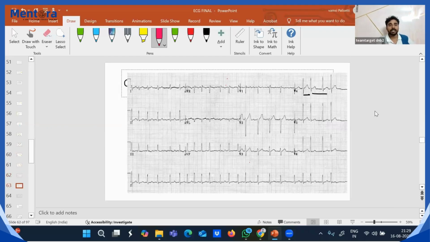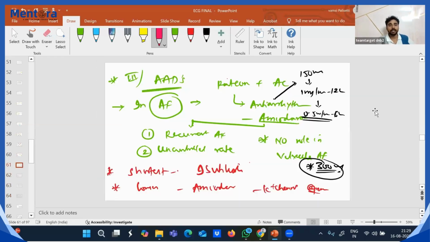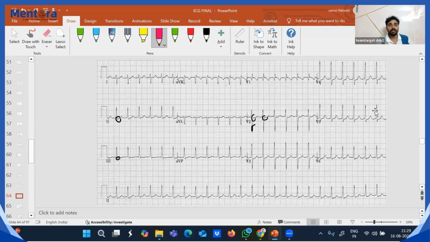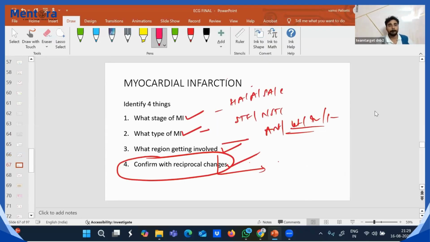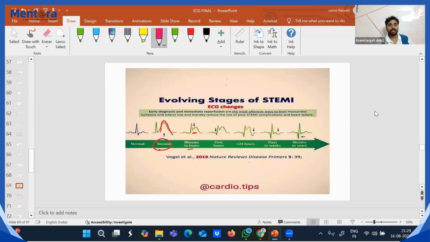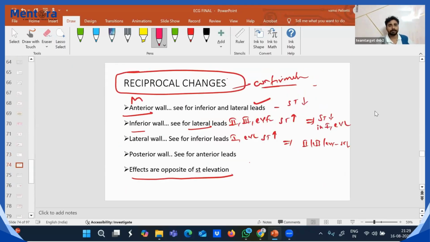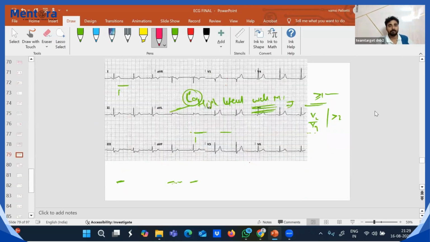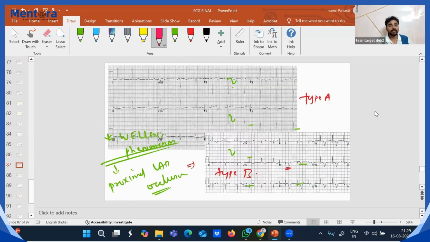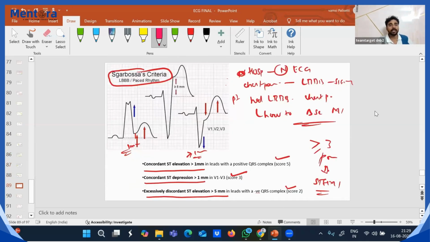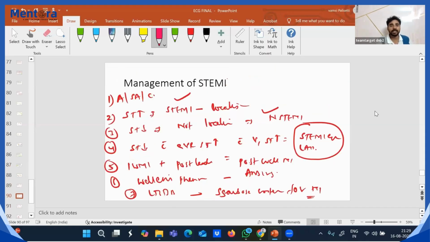Then comes VT. In VT again, if unstable, same shock only. If it's stable, for monomorphic you go amiodarone, for polymorphic magnesium. If digoxin induced or MI induced, you can go for lidocaine. Right? Myocardial infarction we discussed all. This is the most summary I gave you here. Please don't miss this. All these things I discussed are very, very important, critically also. You should be in a position of not missing these ECGs at all.